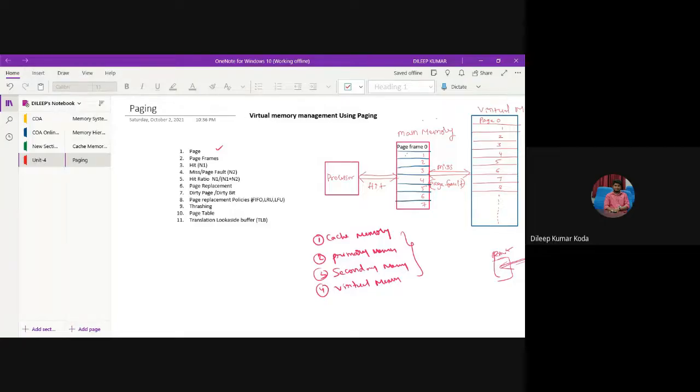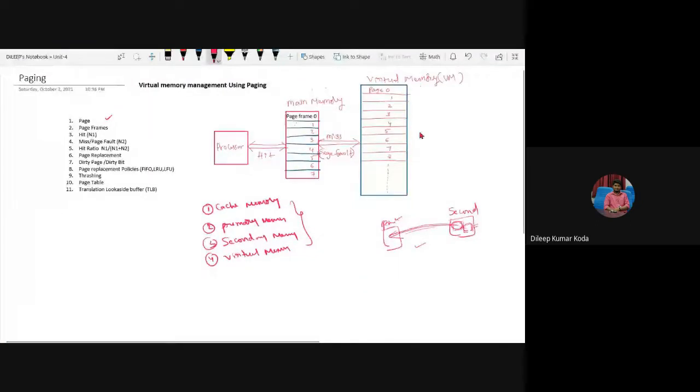These are the points we have to discuss. What is a page, what is a page frame, what is a hit, what is a miss, what is the hit ratio, what is page replacement, what is a dirty page or dirty bit, and page replacement policies. We have several types of policies, and thrashing, page table, and TLB, the translation lookaside buffer. So these are the points we should discuss. Okay, right. Let's get into the topic.